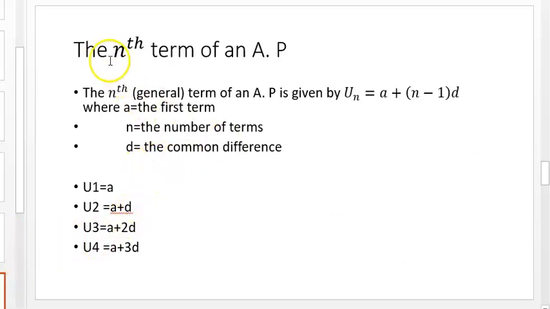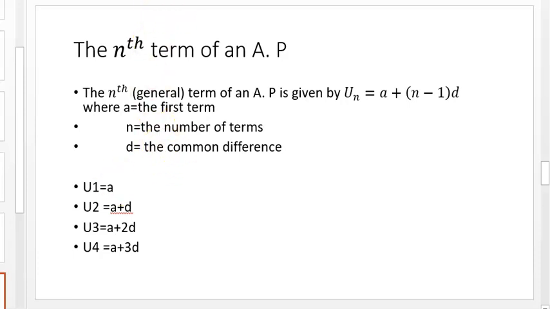And the nth term of an AP. The nth term of an AP is given by Un equals A plus (n minus 1) all times D, where A is the first term, n is the number of terms, and D is the common difference.